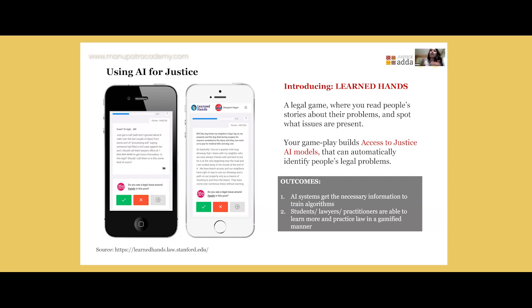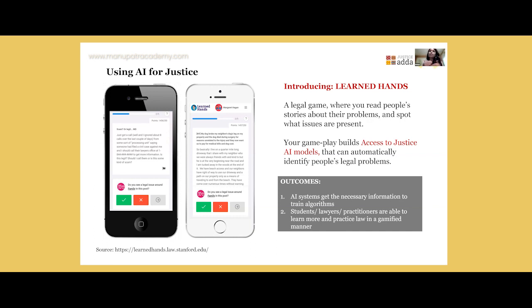So the two different outcomes that were observed through this game were that, one, AI systems were able to get the necessary information to train their algorithms, because as people engaged with the game, they would say, hey, this is how the legal situation could be solved, or this is right, or this is wrong, etc. The AI got smarter over time to understand what part of the law is easier to identify and what is not, and things like that.